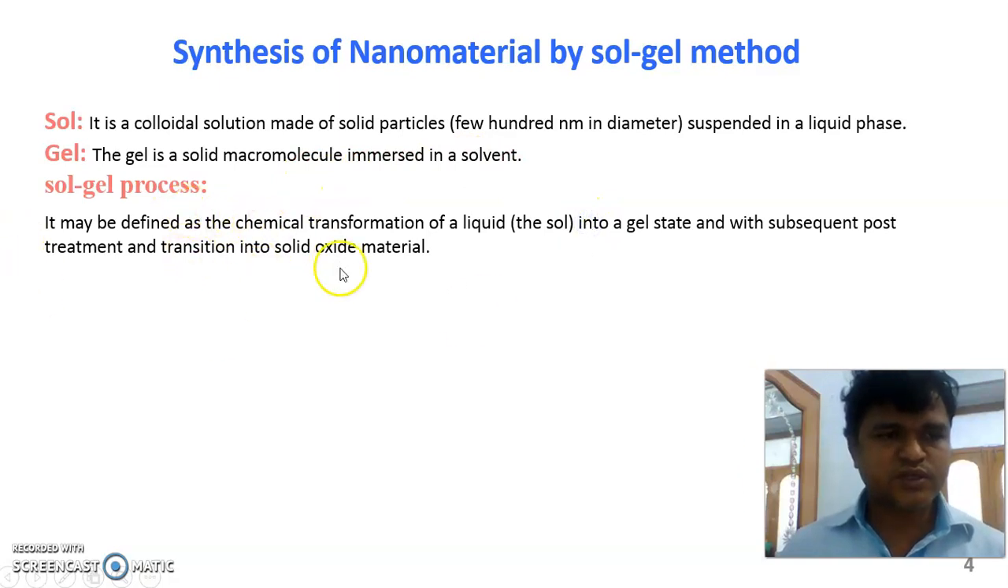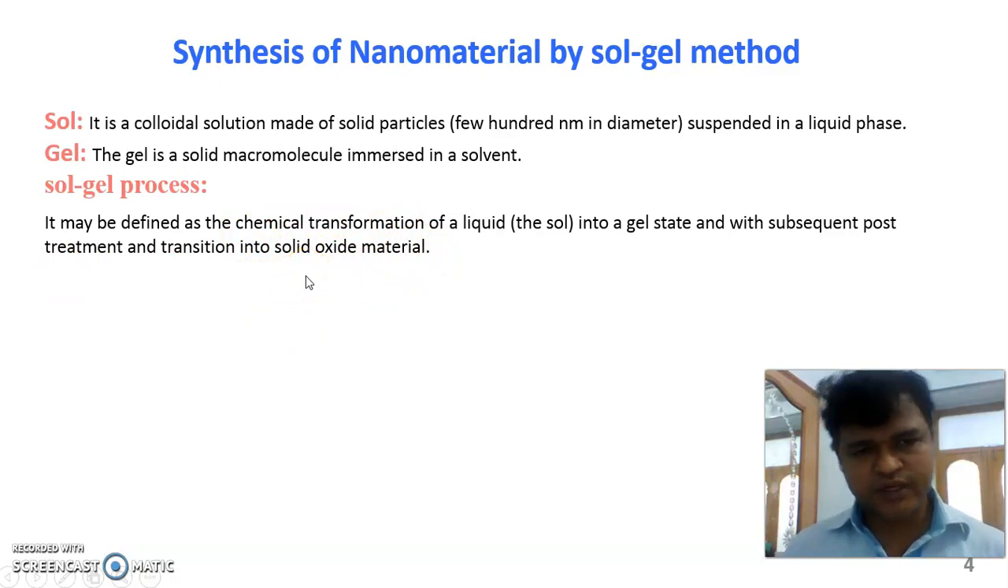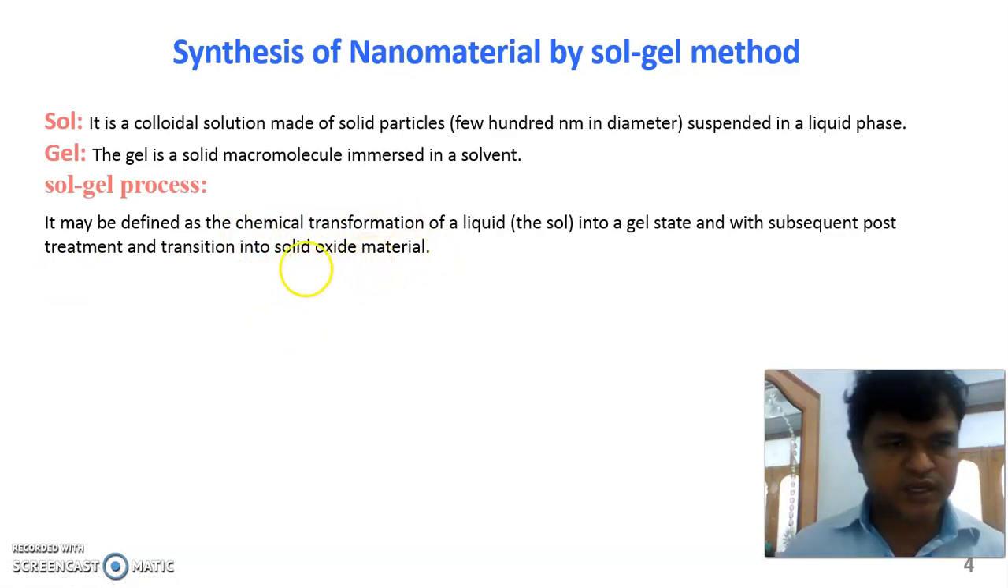Sol-Gel process may be defined as a chemical transformation of a liquid into a gel. That is known as the Sol-Gel method, which is subsequently post-treated and transformed into solid oxide materials. The final product formed is a solid oxide, for example zinc oxide, titanium oxide, etc.